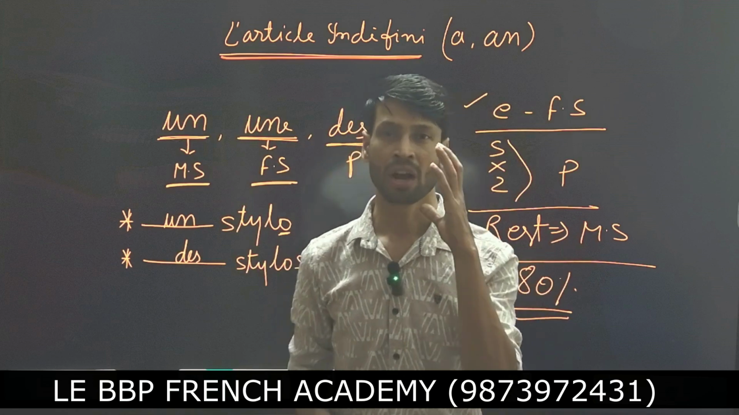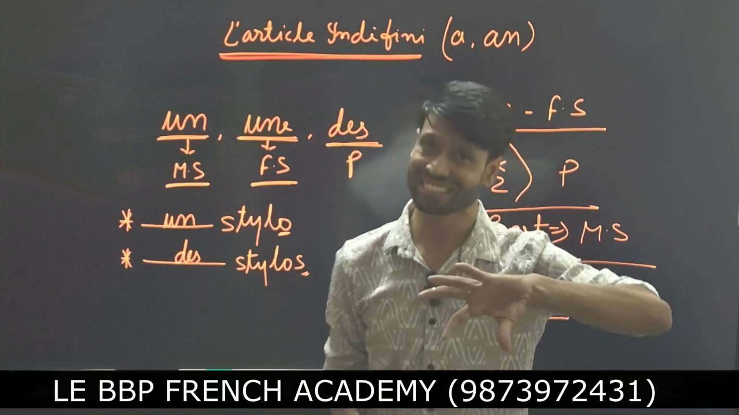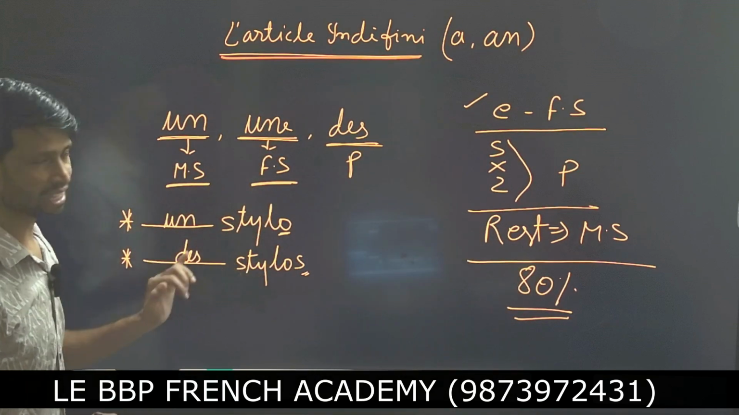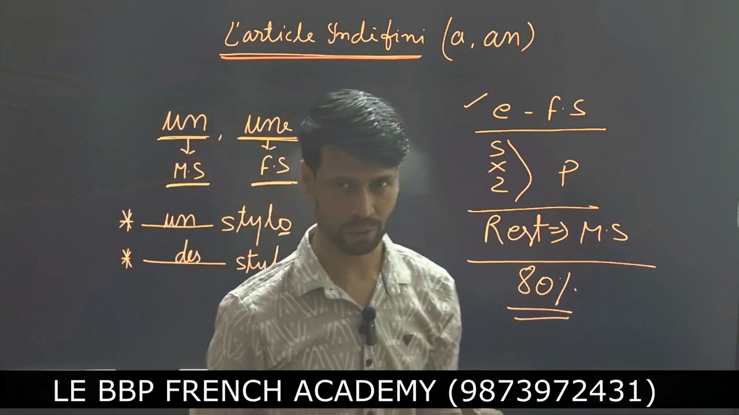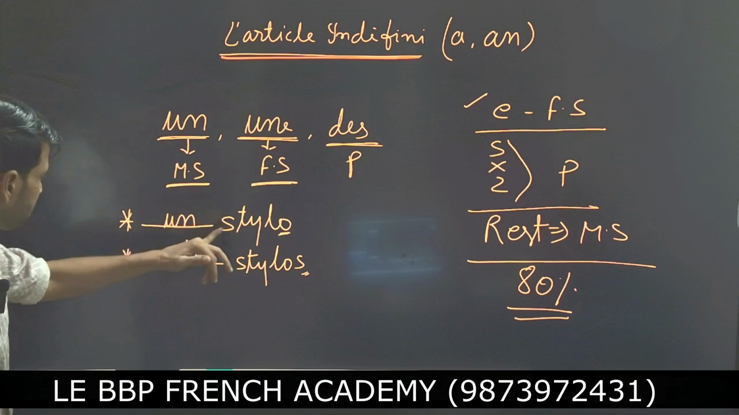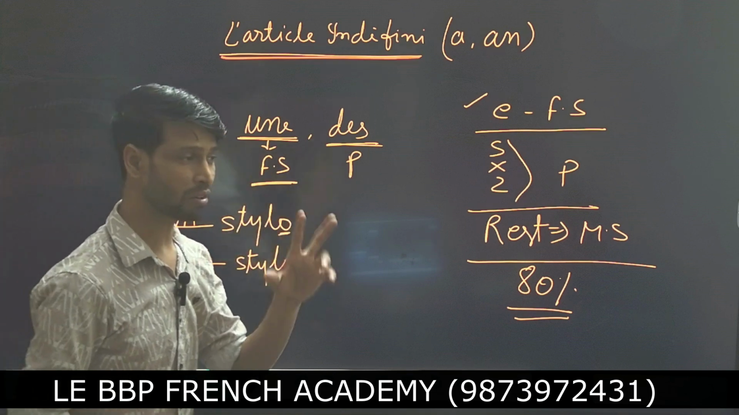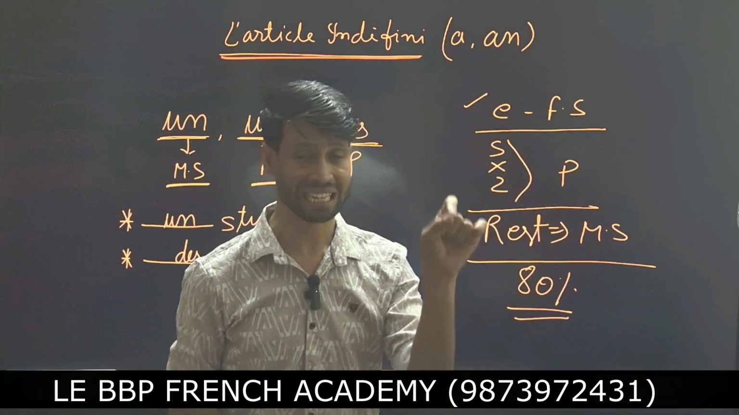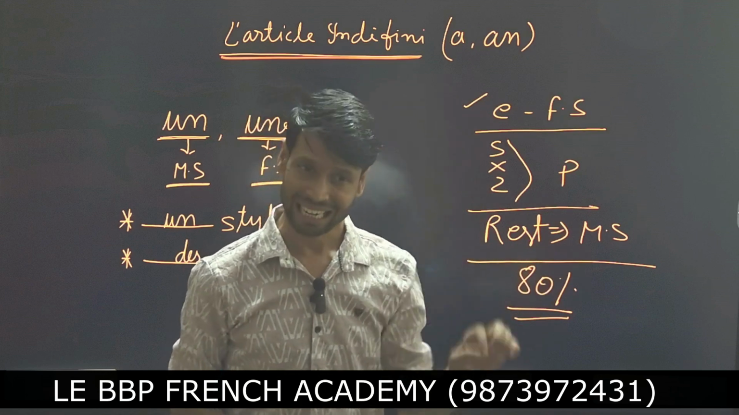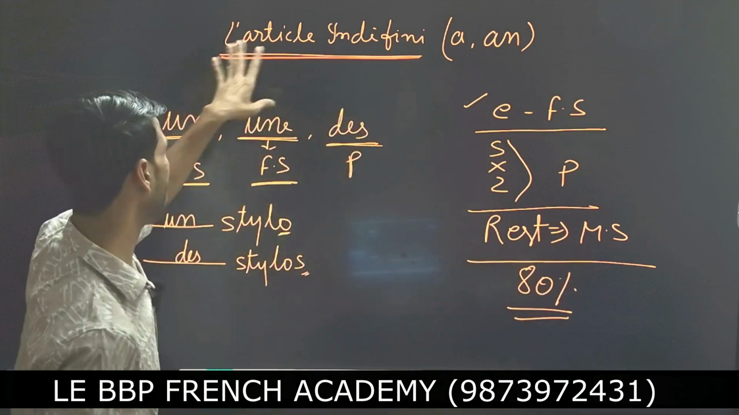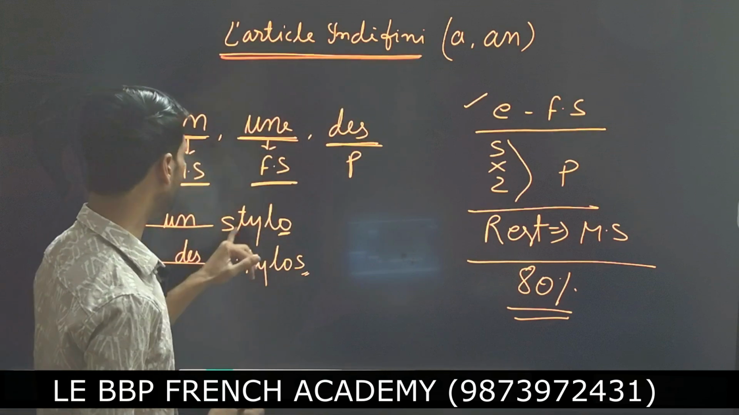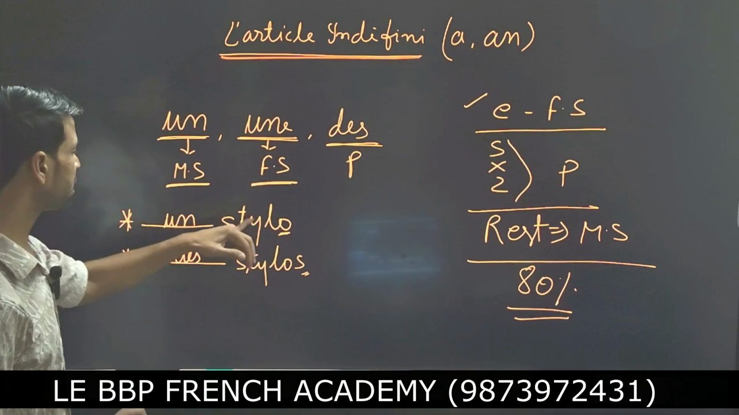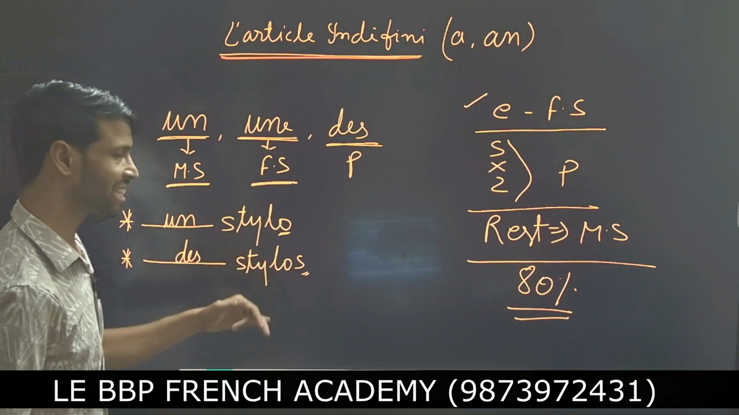Because in French, only the article sound changes, not the object. Here un stylo, des stylos. Stylo and stylos sound the same, but the articles are different: un stylo, des stylos. That's why I'm talking about the object. Whether it's singular, plural or feminine doesn't change the noun's sound, but articles can show the gender of the object. Object can't change the sound, but article can. Un stylo means masculine singular, des stylos means plural.